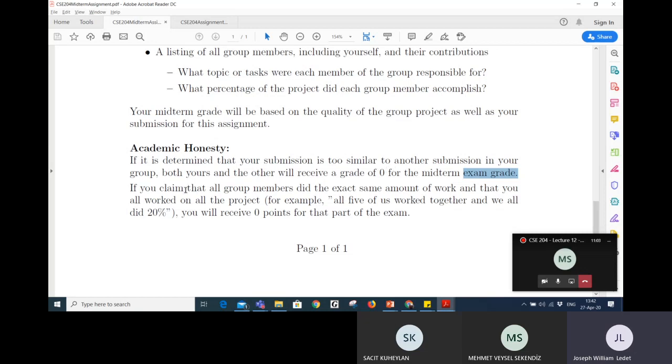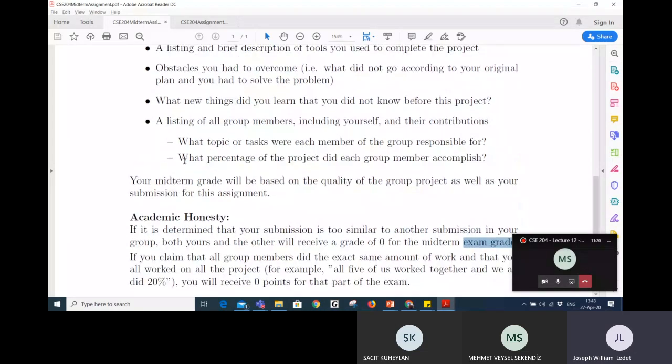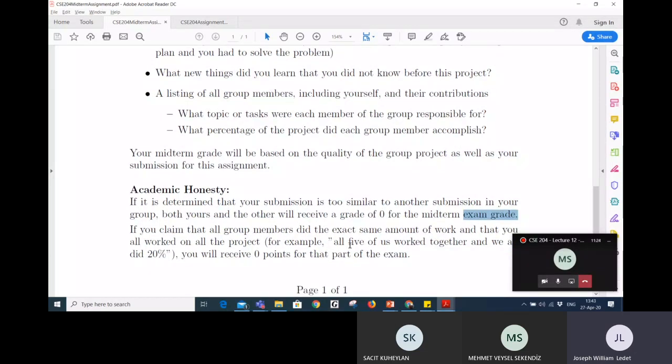Also, if you claim that all group members did the exact same amount of work, for example, there were 5 of us and we all worked together and we all did everything and we all did 20%, basically that's not possible. And so you're going to get a 0 for this bullet point if you try to claim something like this.